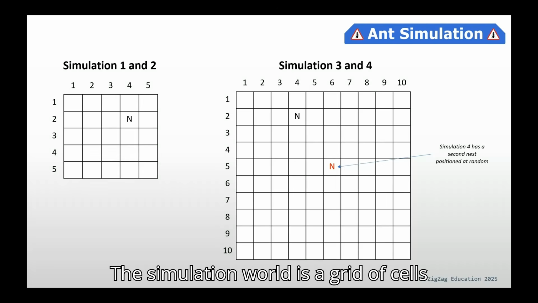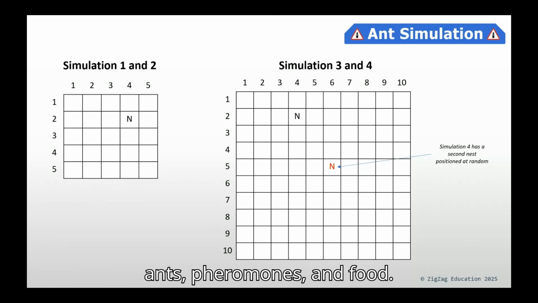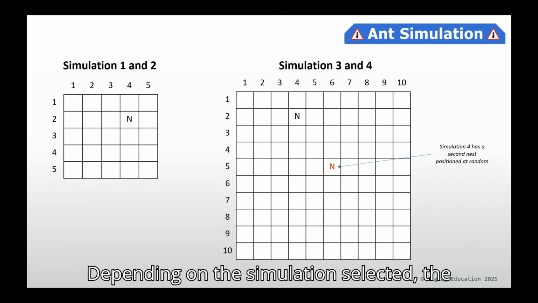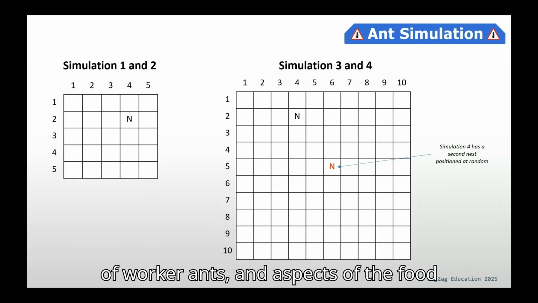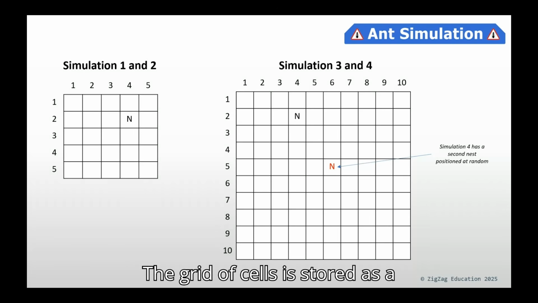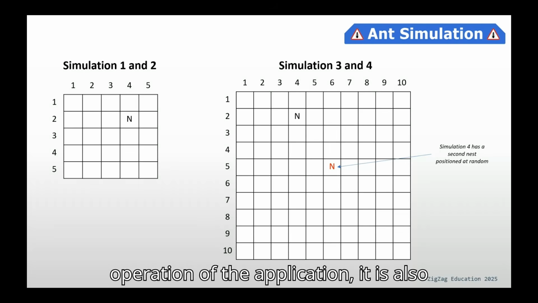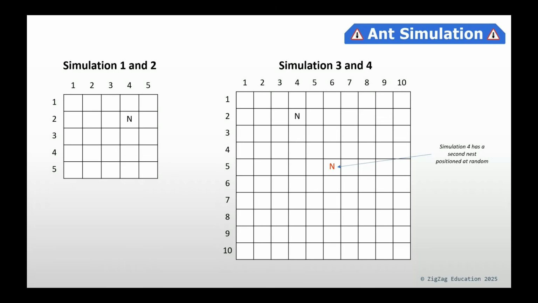The simulation world is a grid of cells which can contain nests, queen or worker ants, pheromones, and food. Depending on the simulation selected, the size of the grid, number of nests, number of worker ants, and aspects of the food and pheromone setup can be adjusted. The grid of cells is stored as a one-dimensional list, and during operation of the application is also shown as such. However, it represents a two-dimensional array.